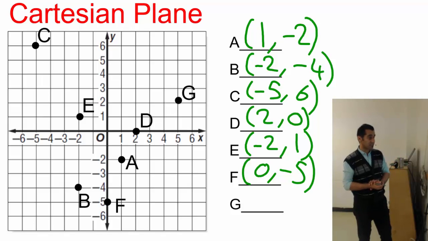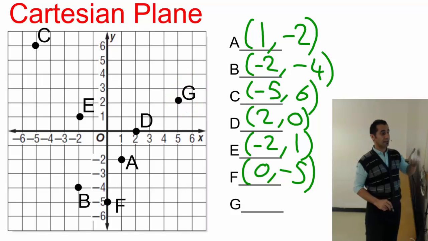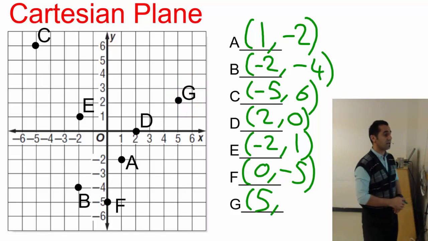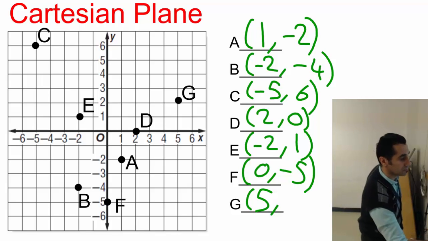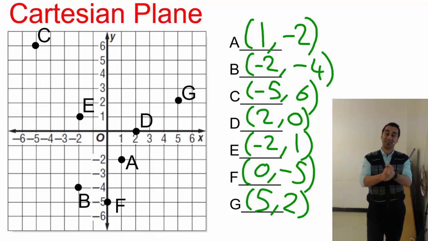And the last but not least, G is located right here, and the x value is 5, comma, y value is 2. Let's practice.